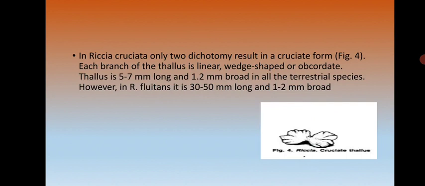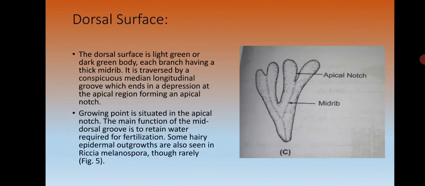In Riccia crucifera, only two dichotomies result in the cruciate form. Each branch of a thallus is linear, wedge-shaped or obcordate. The thallus is 5 to 7 mm long and 1 to 2 mm broad in all terrestrial species. However, in Riccia fluitans, it is about 30 to 50 mm long and 1 to 2 mm broad.